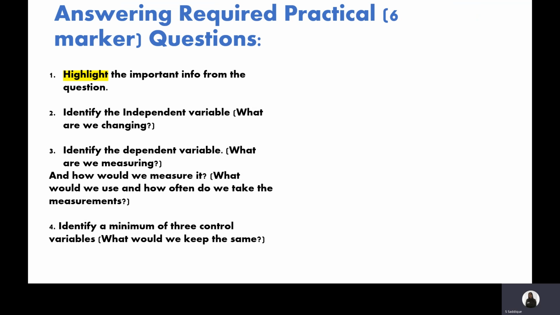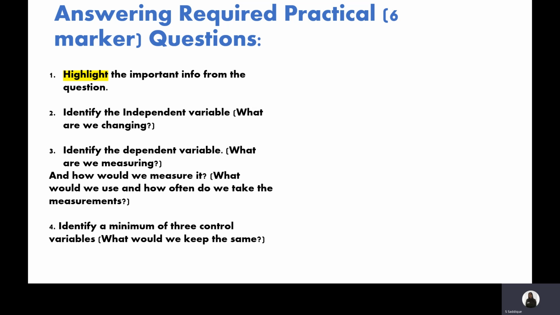Okay. Moving on to the required practical questions. These are usually 6-marker questions. So if you break it down step by step, the first thing you should do is highlight the important information from the question. So what key scientific words are being used in the question? Identify what we call the independent variables. So what are we changing? What have they said we are investigating?